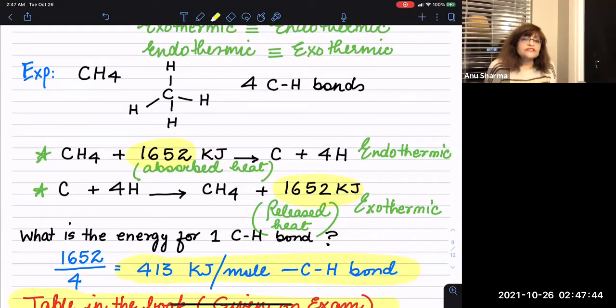Okay, these 4 CH bonds in methane, how do we find out what is the energy of these 4 CH bonds? So we know when we take 1 carbon and 4 hydrogens, it gives you methane, but it also gives you 1,652 kilojoules of heat. So that's one piece, and it's exothermic on one side. But the same methane, if you want to break it up into carbon and hydrogen, you have to give 1,652 kilojoules of energy to methane. And in that case, this is acting as the endothermic.